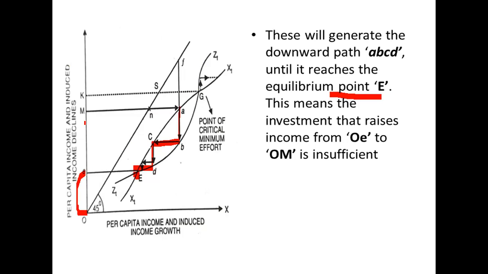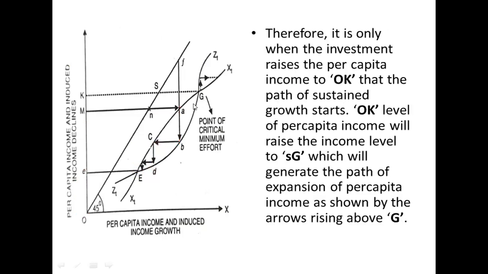It is only when the investment raises the per capita income to OK, so let's suppose we are increasing the per capita income from OE to OK, bringing it to this level. You must bear in mind that to increase the per capita income to OK, the economy might have made a lot of investment. So the increase in investment that raises per capita income from OE to OK is a self-sustained growth path.